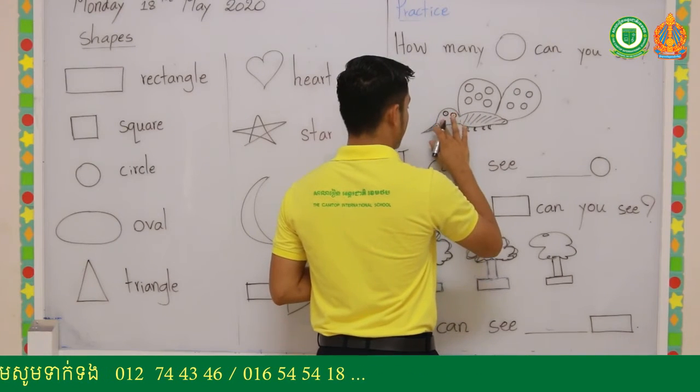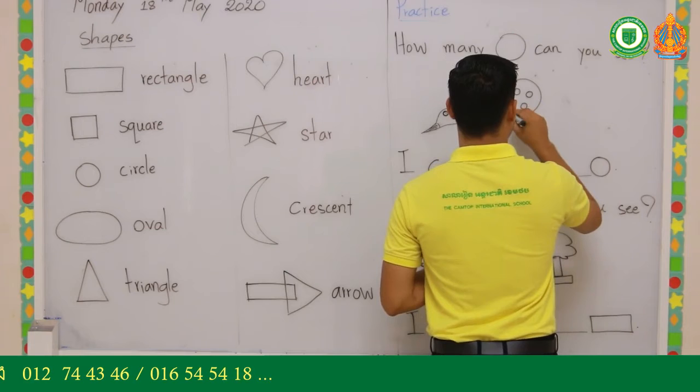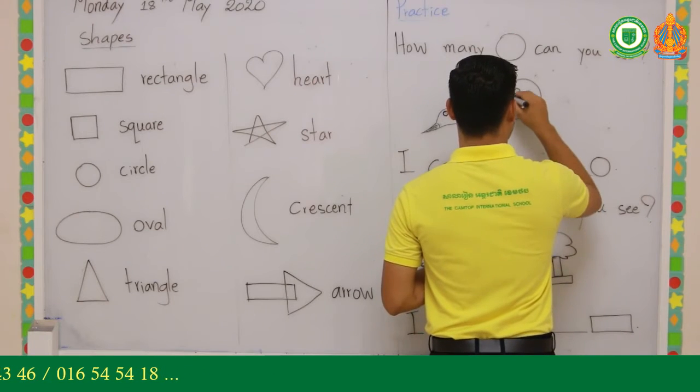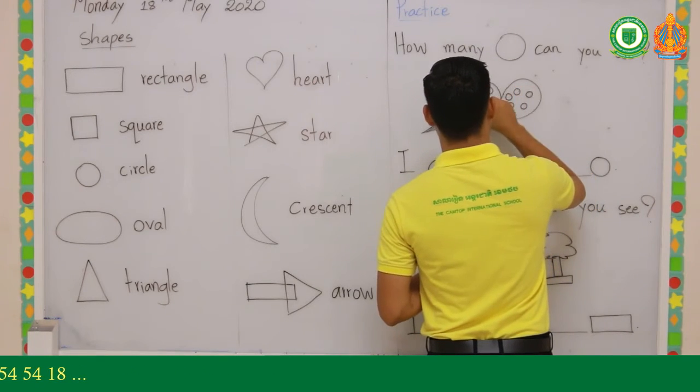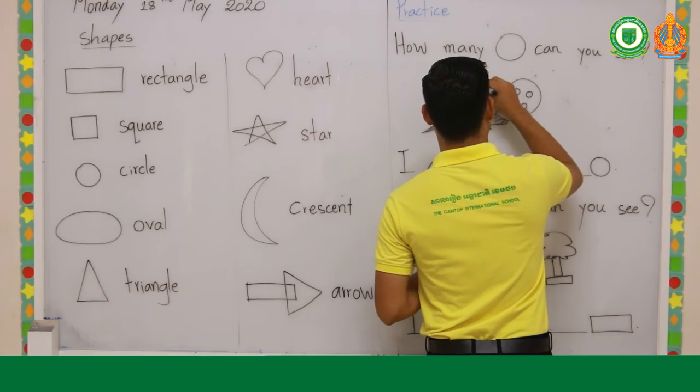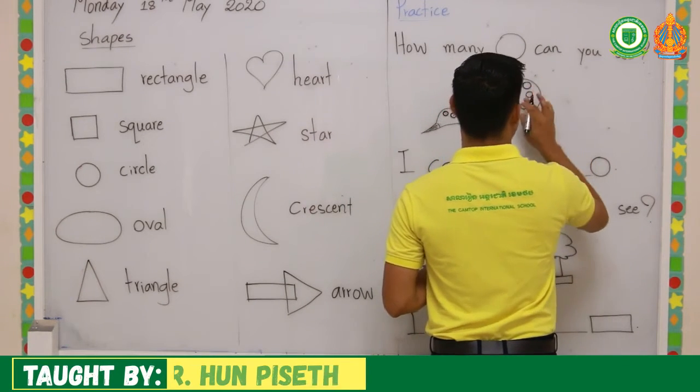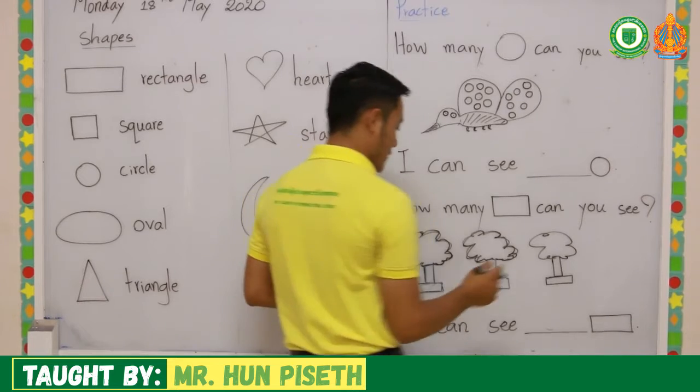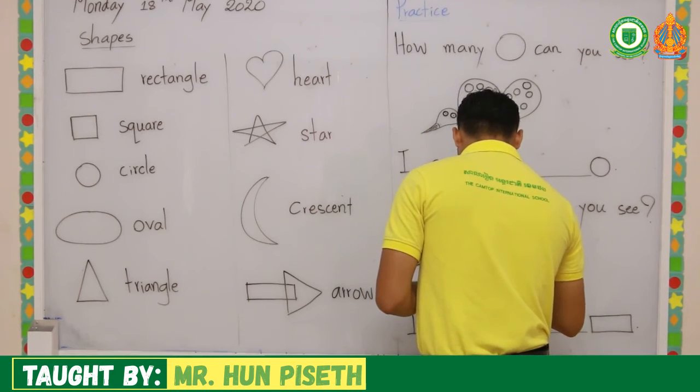Okay. Good. Some shape. I will add. All right. Okay, let's count carefully, okay? And also add some shape here.